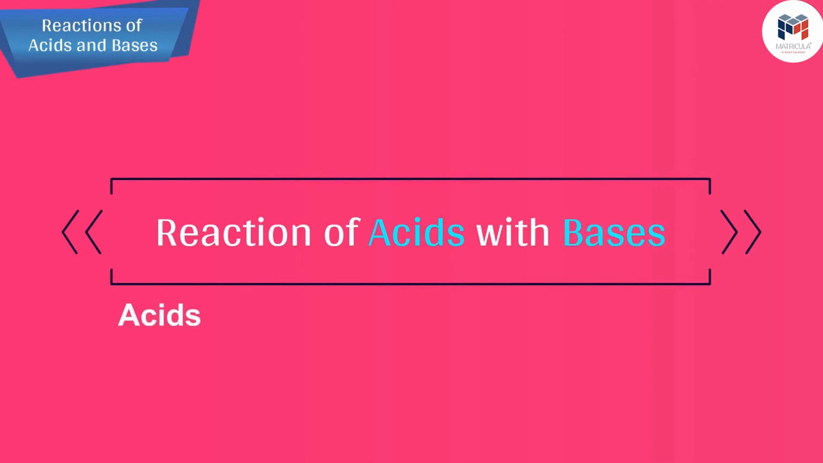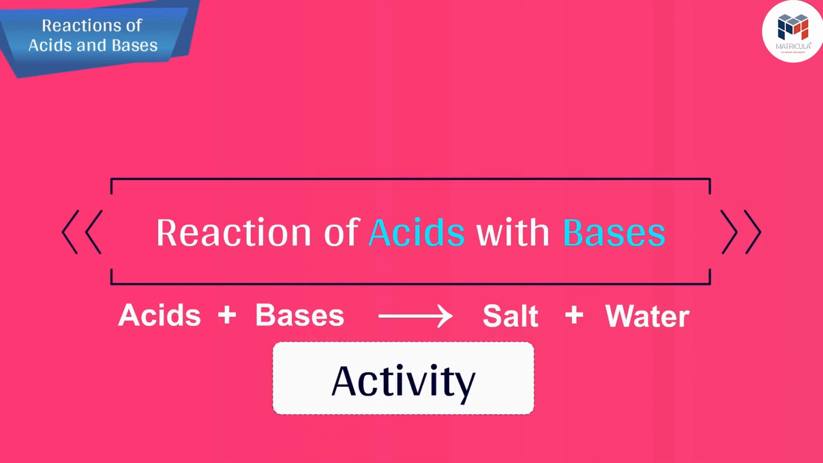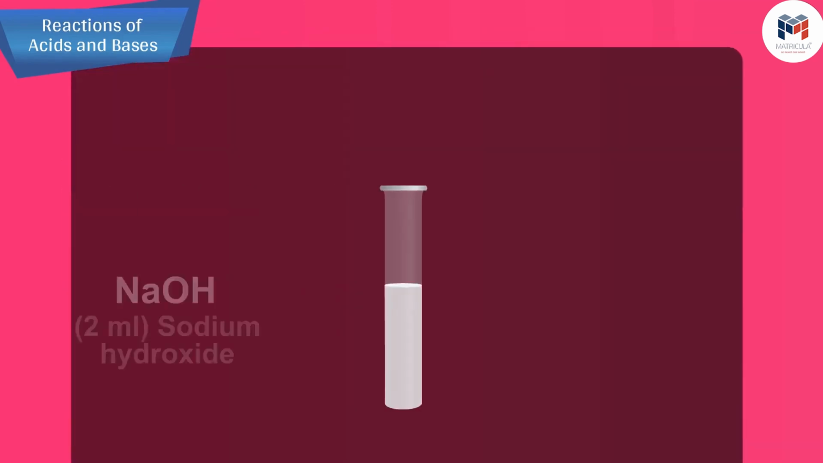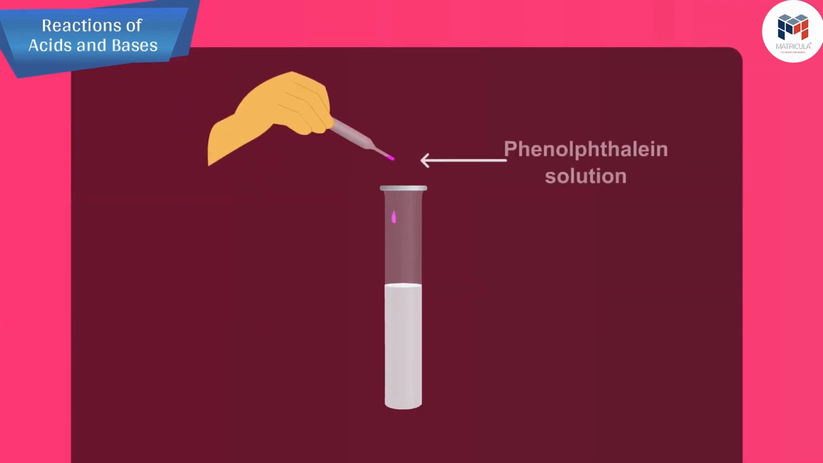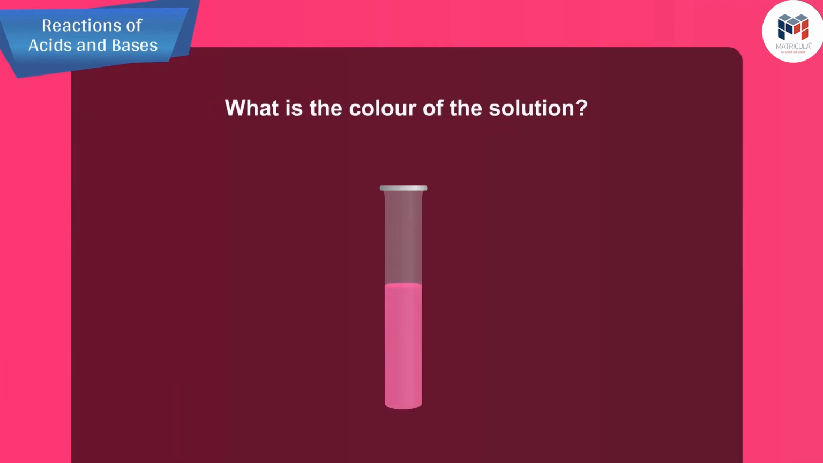When an acid reacts with a base, then a salt and water are formed. Let us know about it through an activity. Take about 2 ml of dilute NaOH solution in a test tube and add 2 drops of phenolphthalein solution. What is the color of the solution? The solution will turn pink.